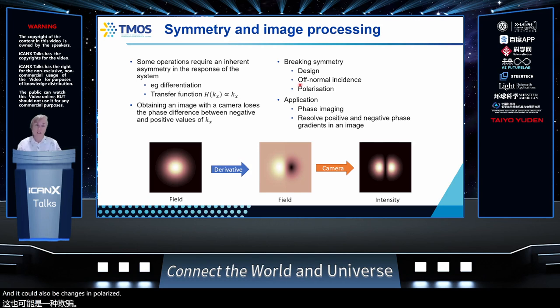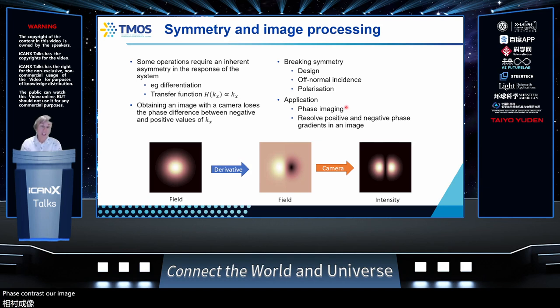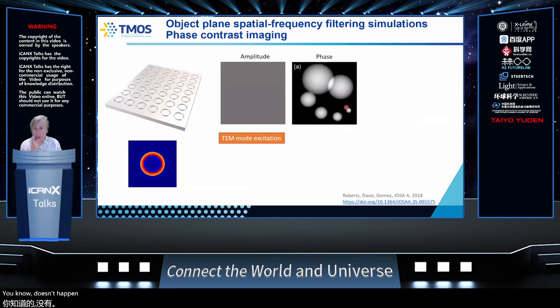using polarisation techniques. And the application that we've been focused on is phase imaging, and what introducing an asymmetry does is it enables us to resolve positive and negative phase gradients and also to produce a pseudo three-dimensional phase contrast image, which is actually much easier to interpret than an image that doesn't have that particular property. So I'll give you some theoretical examples before I move on to some of our experimental results.